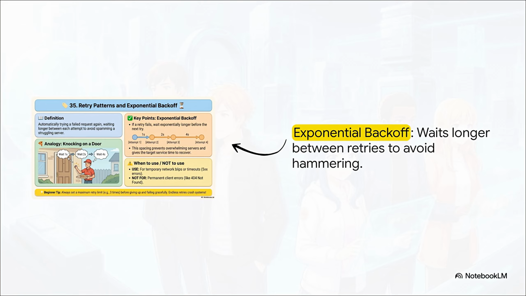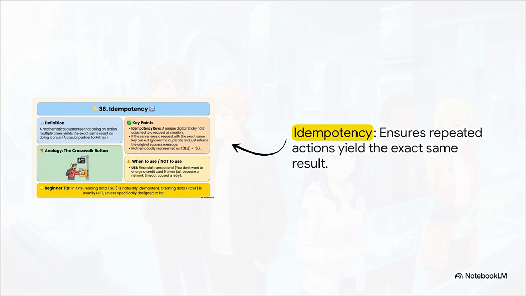That means each retry waits exponentially longer than the previous one. Say 1 second, then 2 seconds, then 4 seconds. Spacing it out like this gives the target service the actual breathing room it desperately needs to recover. Here's the catch, though. Retries are incredibly dangerous unless your API guarantees idempotency.